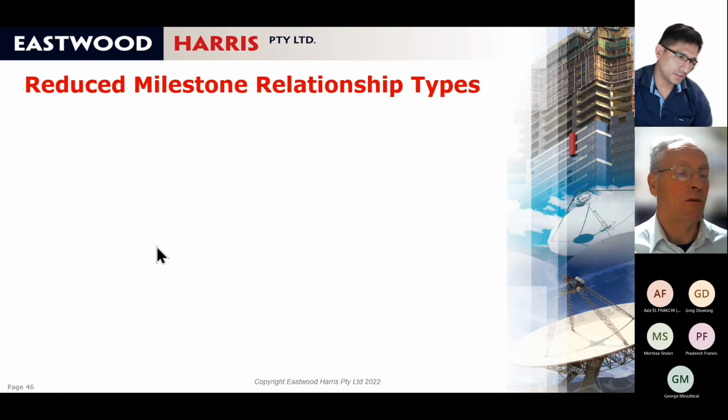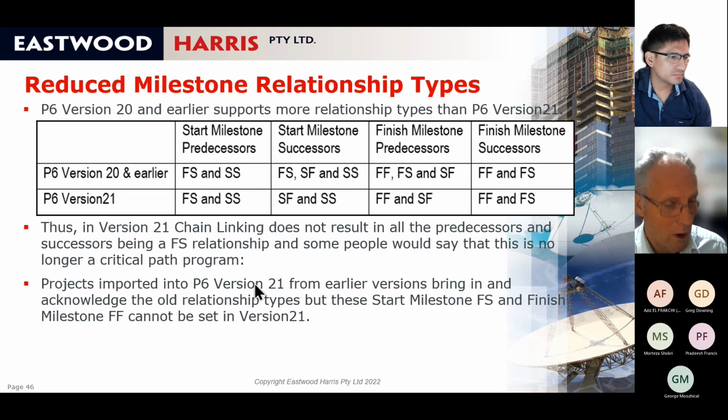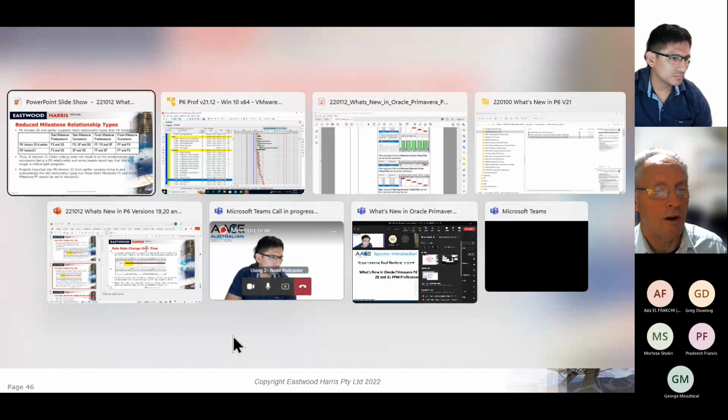Reduced milestone relationship types. I don't understand why they've done it. But in version 20, a milestone could have 3 predecessor types and 3 successor types. But in 21, it's reduced them.